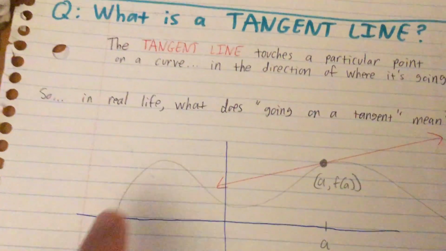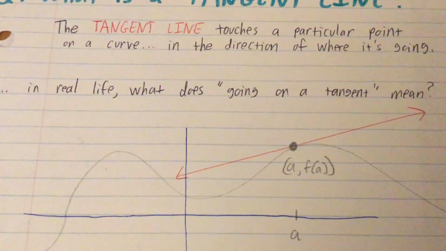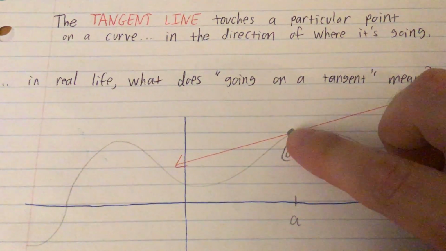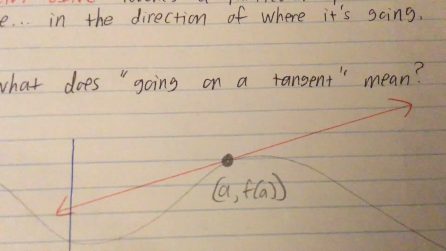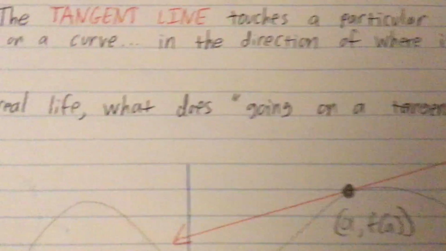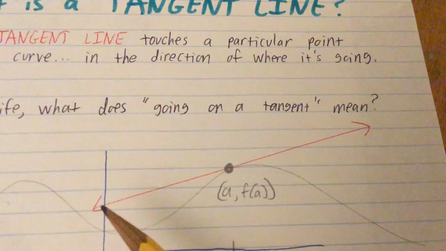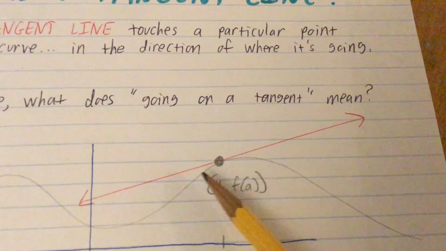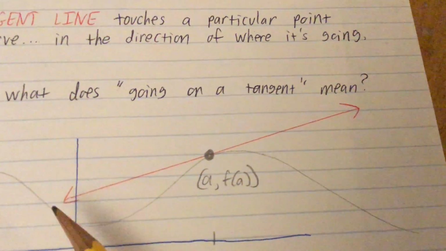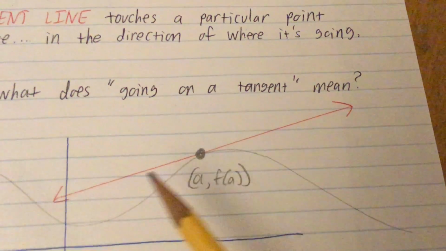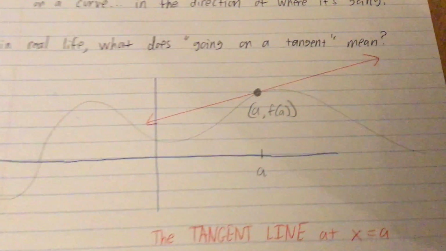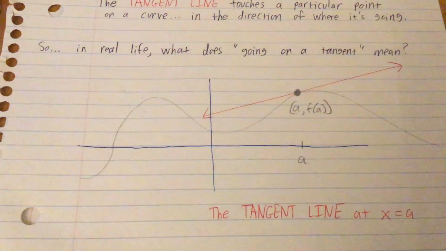So if I took that exact same curve, and let's say I calculate at x equals a. So this is x equals a, y equals f of a. This is the point that I care about. Well, that red line touches the curve. Let me get my pencil. So if I want to touch x equals a in the direction of where it's going, can we agree that it's kind of a positive slope? This one accurately depicts the slope at that particular point. So that's what's called a tangent line.